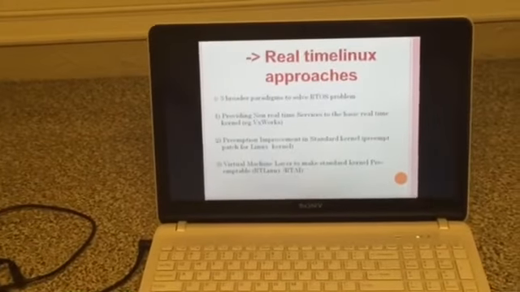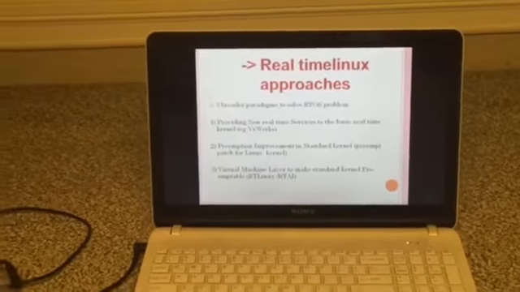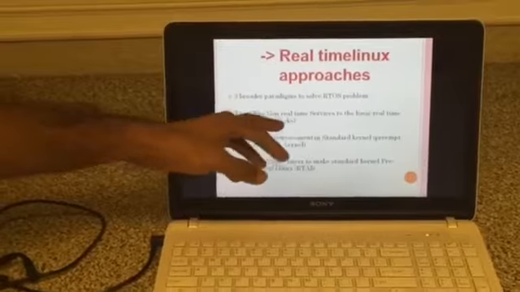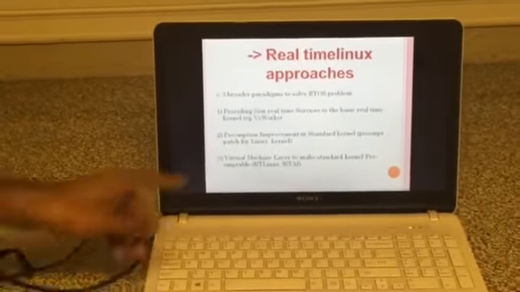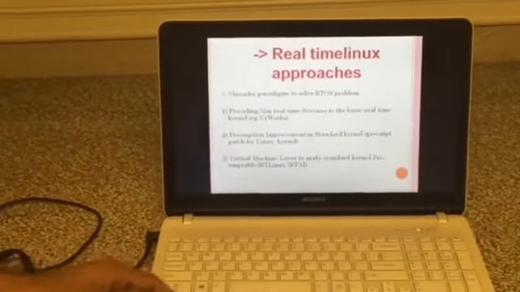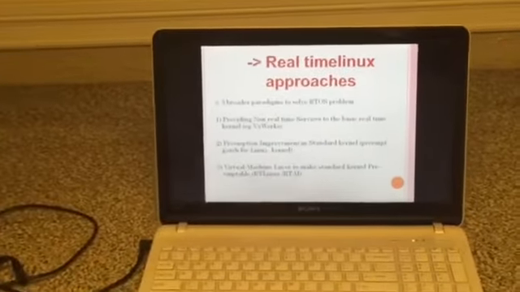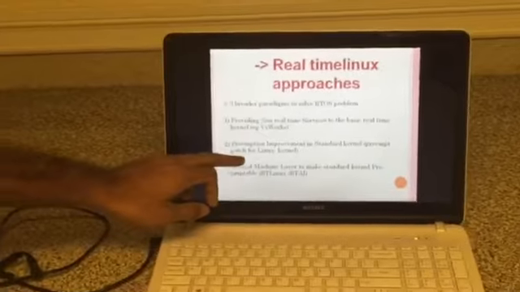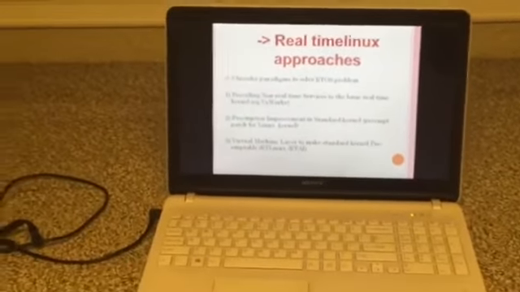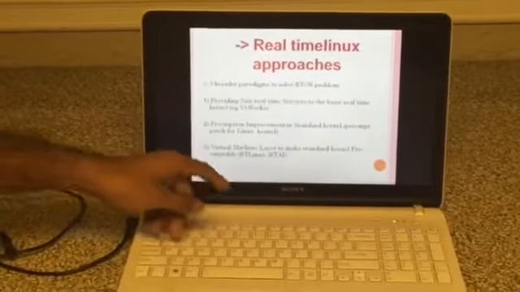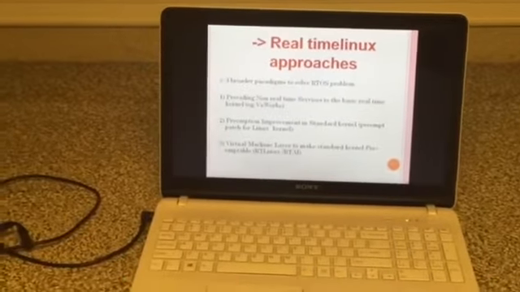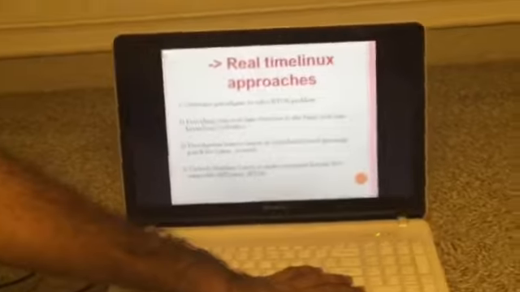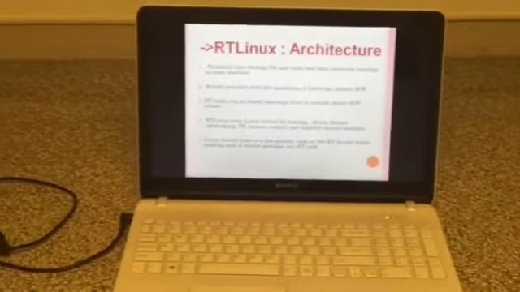Now coming to the real-time Linux approaches, we have three broad paradigms to solve the real-time operating system problems in Linux. The first is providing non-real-time services on top of a basic real-time kernel, like VxWorks. The second is preemption improvement in the standard kernel, which is also known as the PREEMPT patch for the Linux kernel. The third and last is a virtual machine layer to make the standard kernel preemptive, which is also known as RT Linux or RTAI, the Real-Time Application Interface.